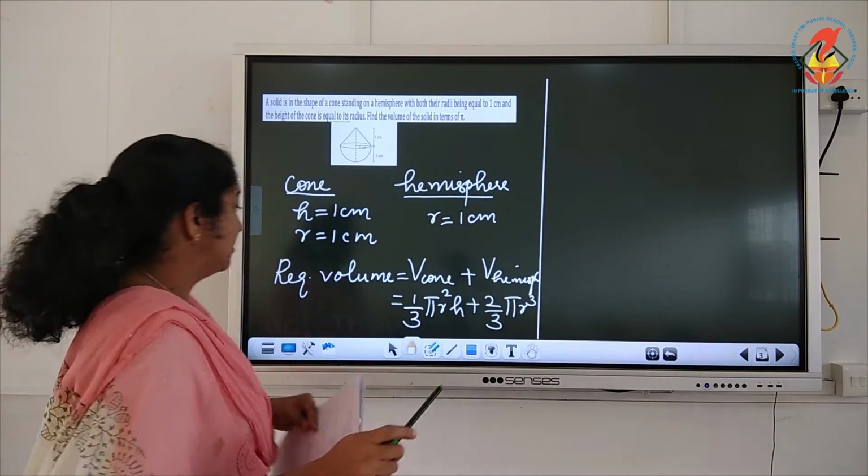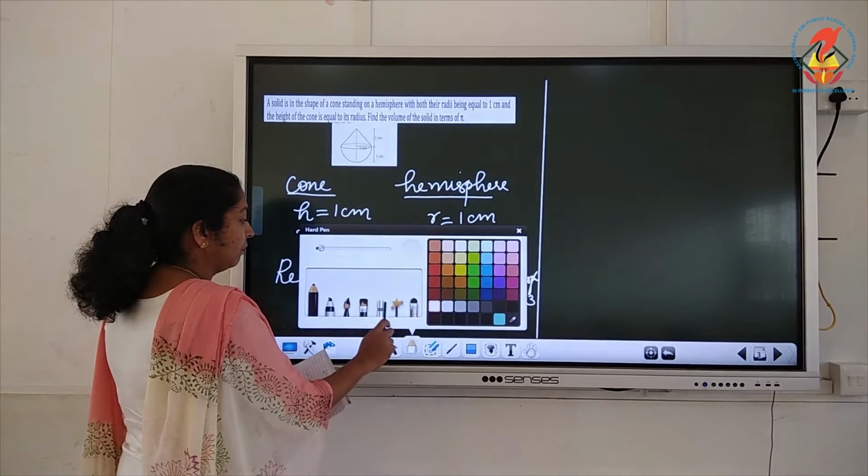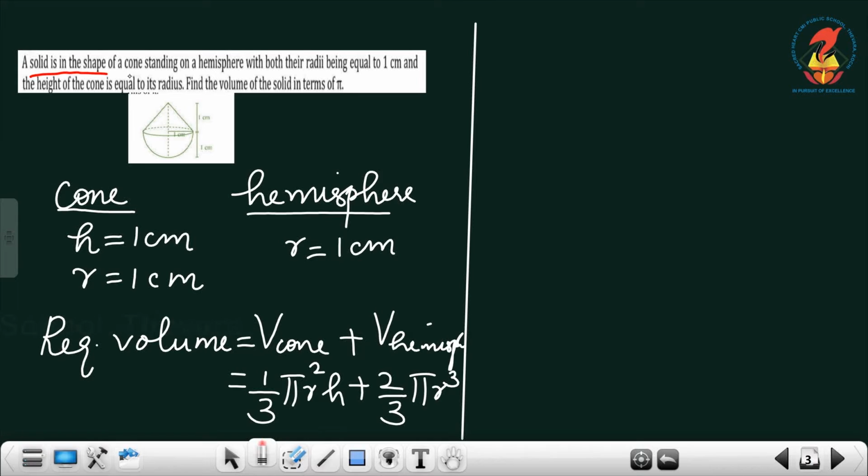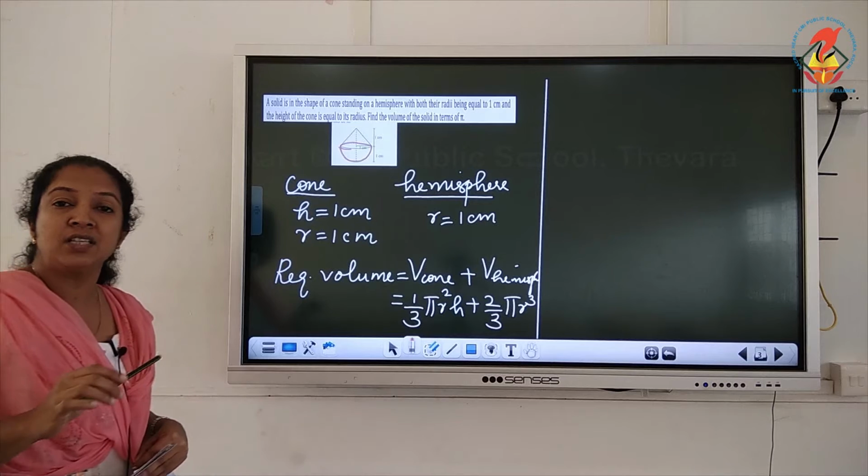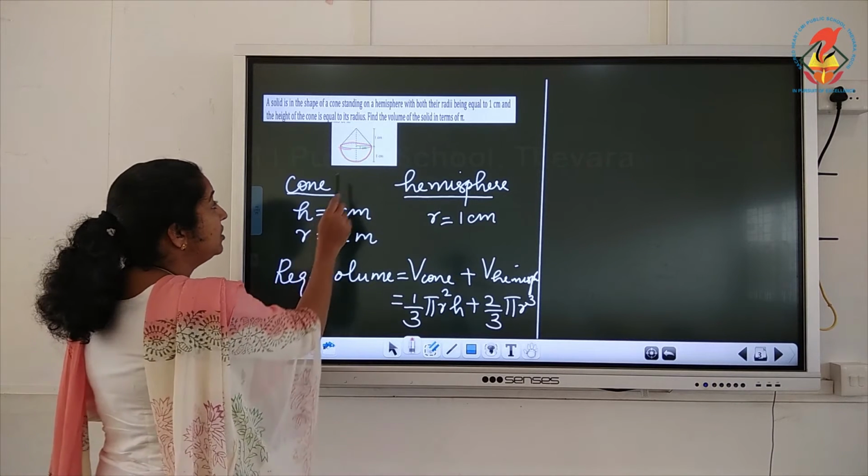The question is this: a solid is in the shape of a cone standing on a hemisphere with both radii equal to 1 centimeter and height of the cone also equal to its radius. Find the volume of the solid in terms of pi. See, it is actually a cone standing on a hemisphere.